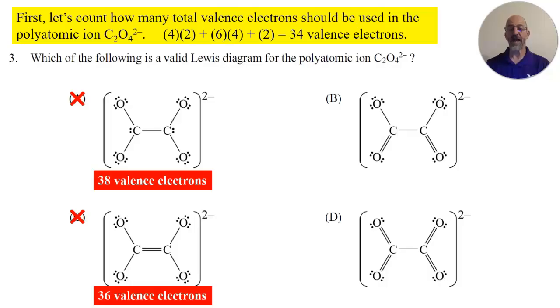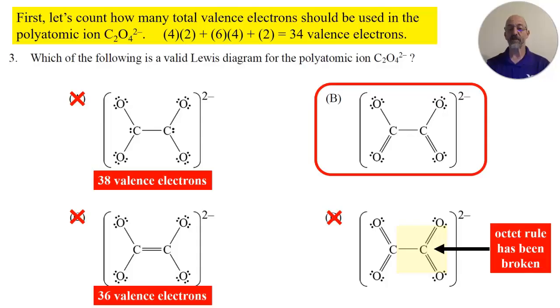So each carbon atom in choice D has 2 double bonds and 1 single bond. So the octet rule has been broken for each carbon atom. That would be 5 total pairs of electrons, or 10 electrons. And since the octet rule has been broken, that is incorrect, so we can eliminate choice D. So the correct answer to question 3 is choice B.